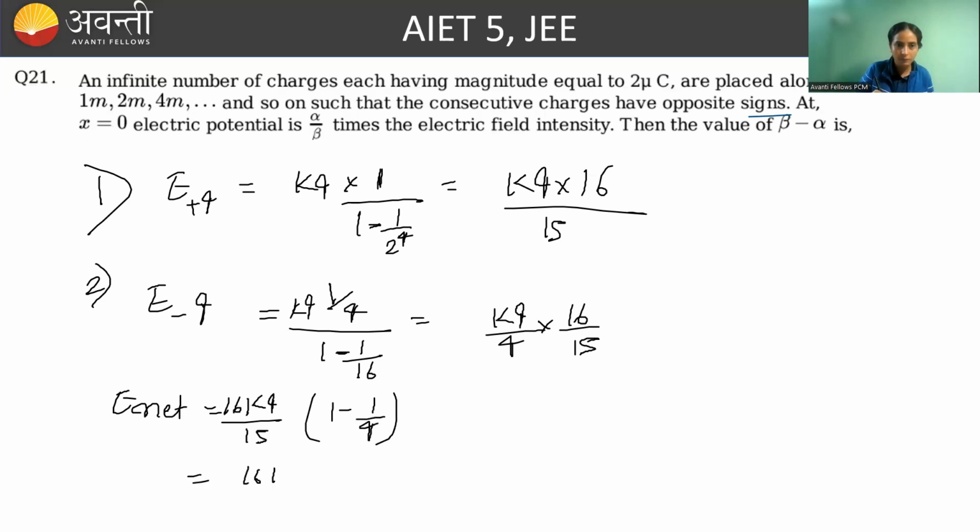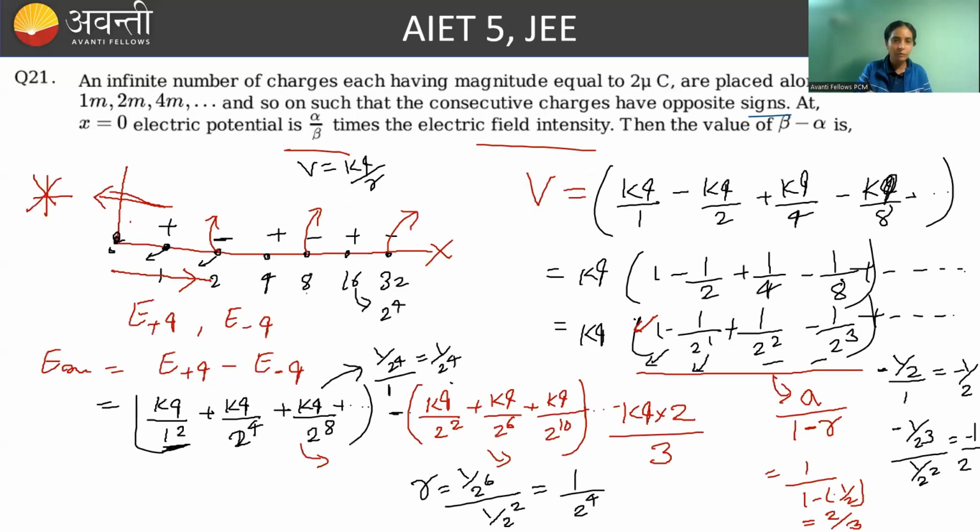So 16 KQ by 15 into 3 by 4. And if you're going to solve it, 3 will cancel 5 times, and 4 will cancel 4 times. So finally, we are getting 4 KQ by 5. This is the value of electric field.